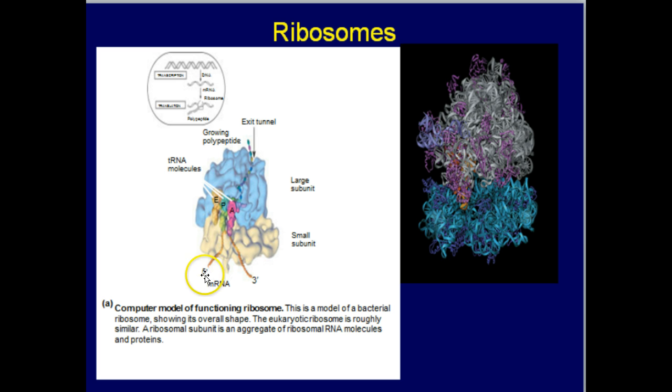So here's your mRNA molecule. Here's your tRNA molecule. So when those get coupled together, this becomes a functioning ribosome. Now this particular diagram is a model of a bacterial ribosome, and it shows its overall shape. So remember, eukaryotic, prokaryotic. Bacteria is prokaryotic, and then our cells are eukaryotic. Now the eukaryotic ribosome is very similar. So remember that a ribosomal subunit is an aggregate of ribosomal RNA molecules and proteins.